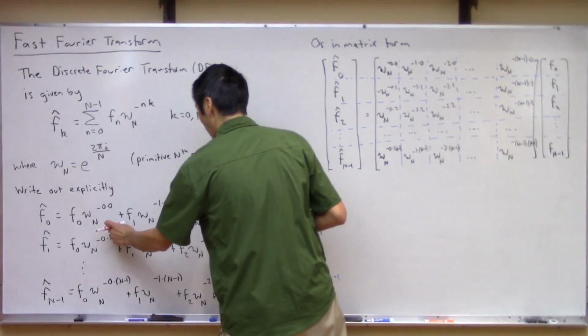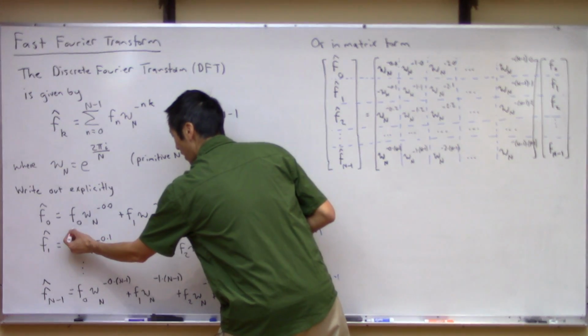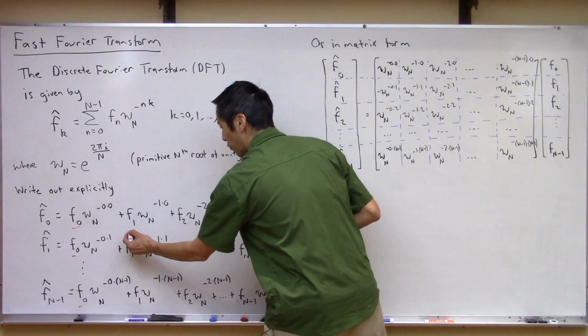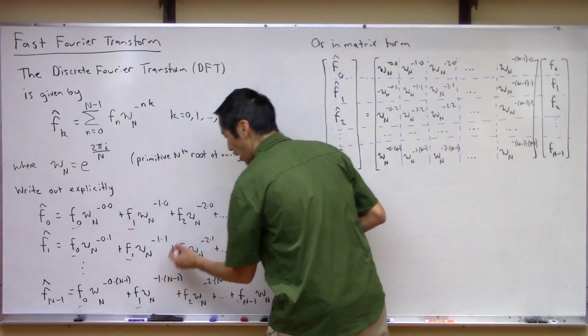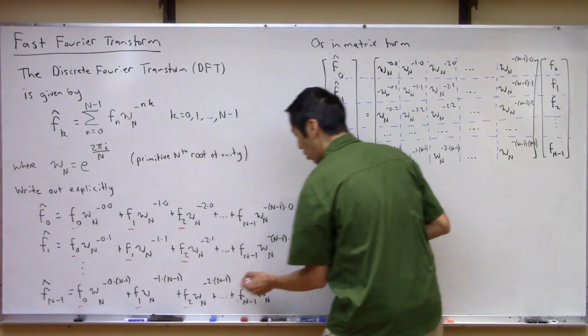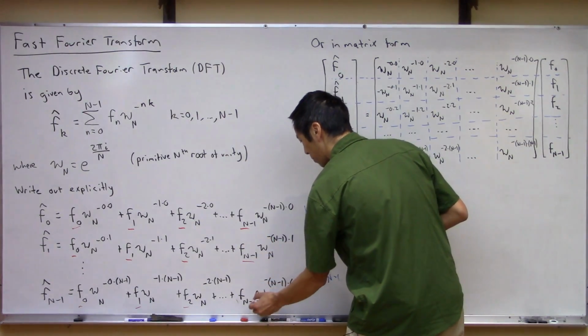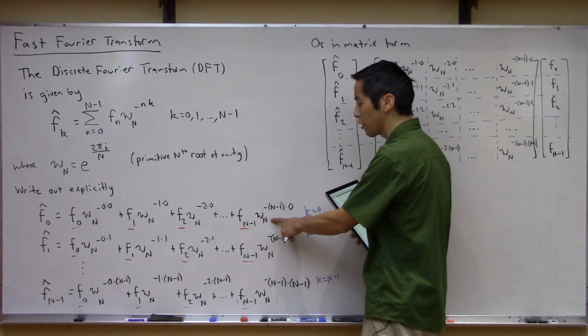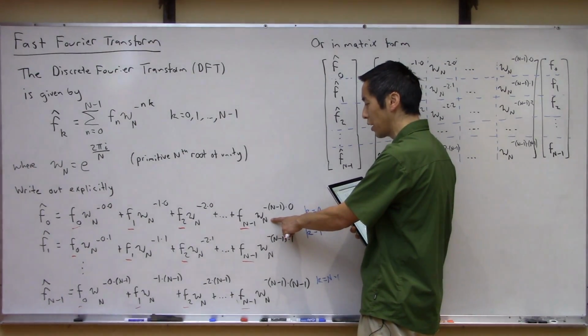So notice here that really this F0 is the same here. The F0 shows up everywhere, right? And then F1 also shows up. F2 shows up the same. All the way, the samples show up consistently, right? And they show up consistently as just coefficients of this power of the primitive nth root of unity, right?